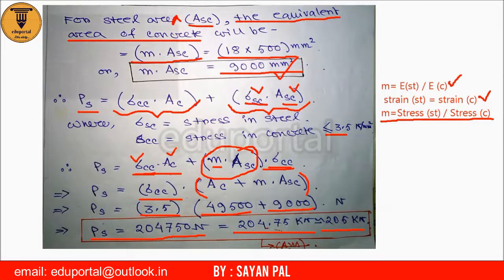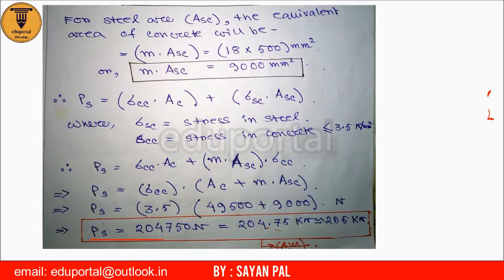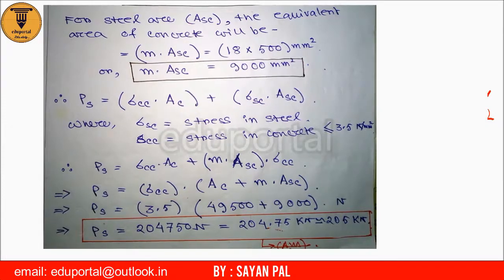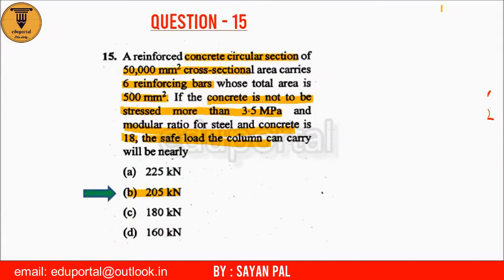Okay, so we will check the options in the question. In the question, 205 is given as an option, so this is our solution. The answer will be option number D.